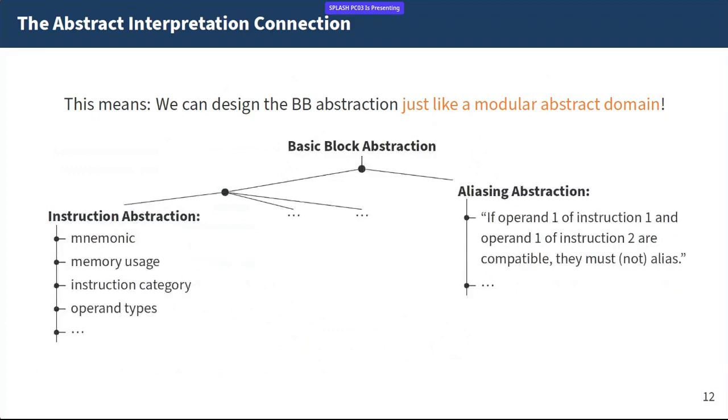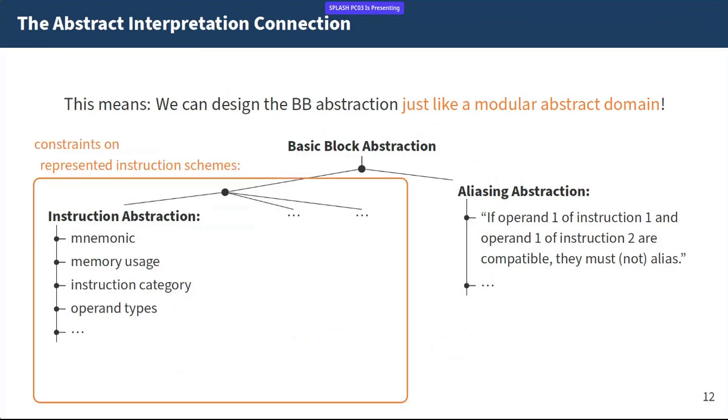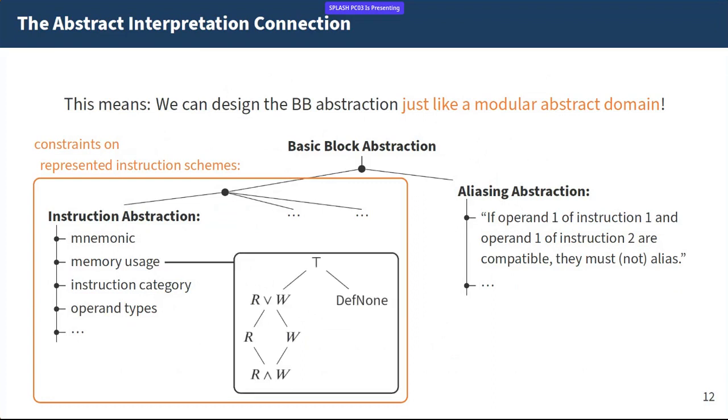In our case, the basic block abstraction is basically a reduced product of two components. On the one hand, we have a list of instruction abstractions, which represent constraints on the represented instruction schemes. Each instruction abstraction has a list of different features, like the mnemonic of the instruction or how memory is used by the instruction. And each of them has an abstraction, in this case one that might represent if and how the instruction uses memory.